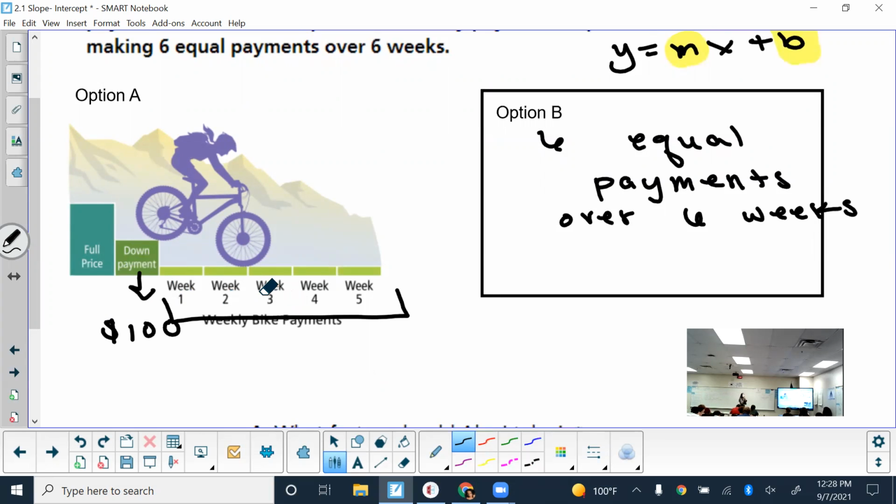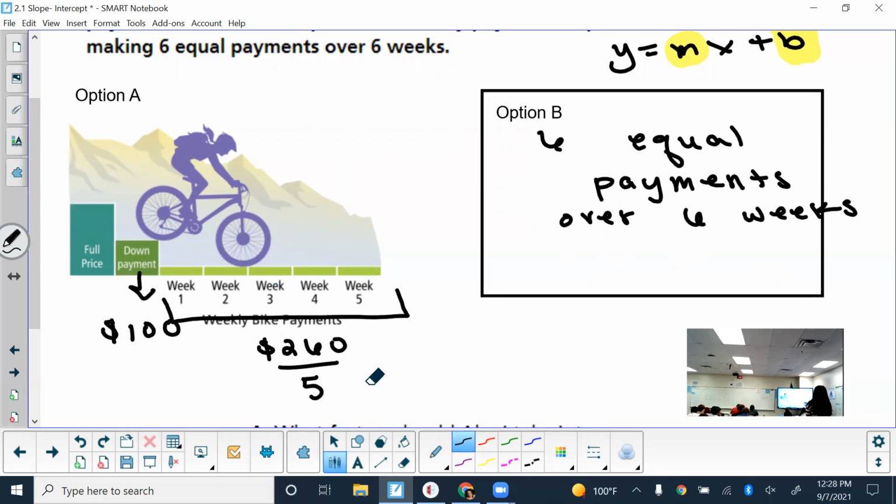Well, how much did the bike cost total? Read the problem. $360. So if her down payment is $100, how much does she have left to pay? $260. Now, if she's paying that over 5 weeks and she wants equal payments, how can she figure out how much she needs to pay each week?